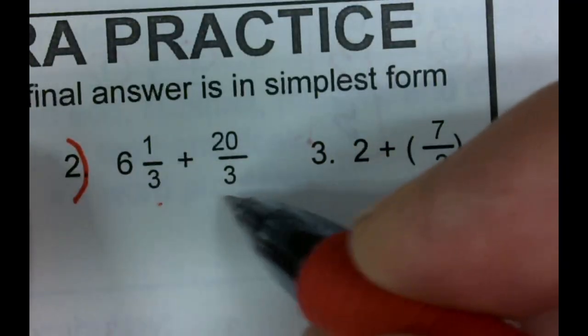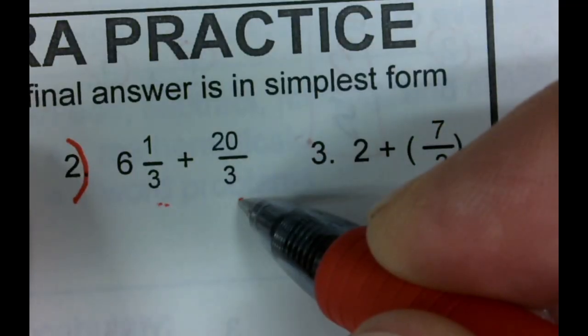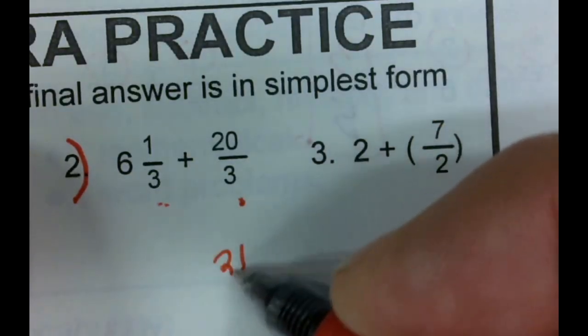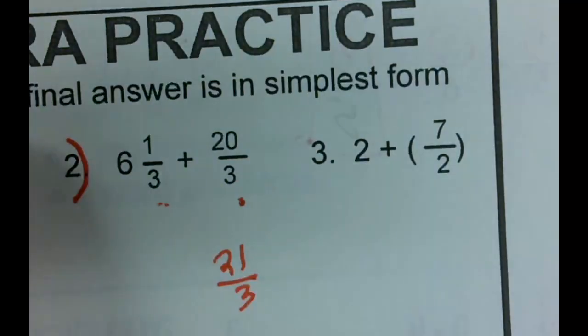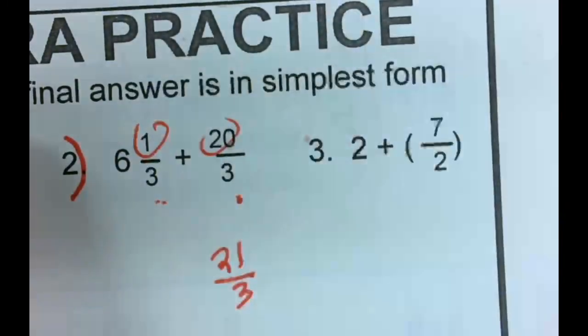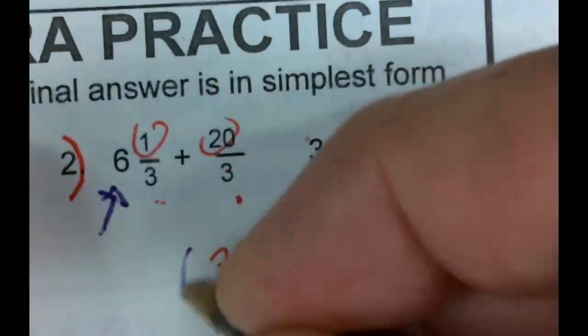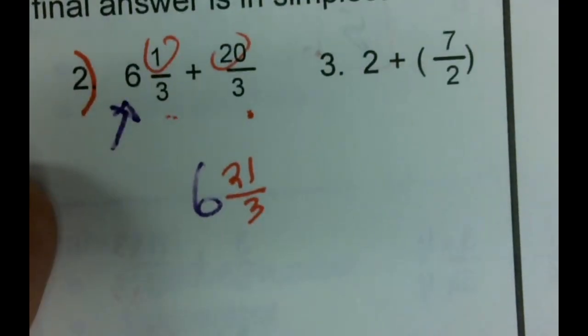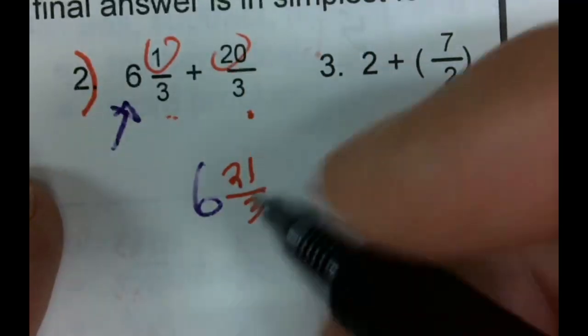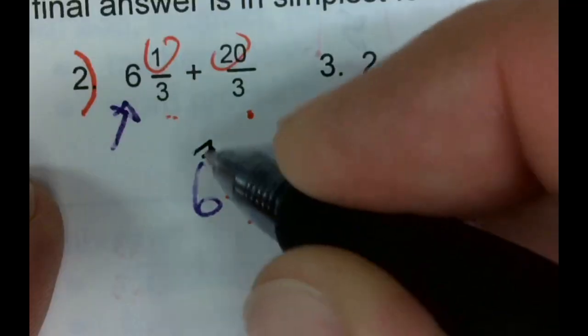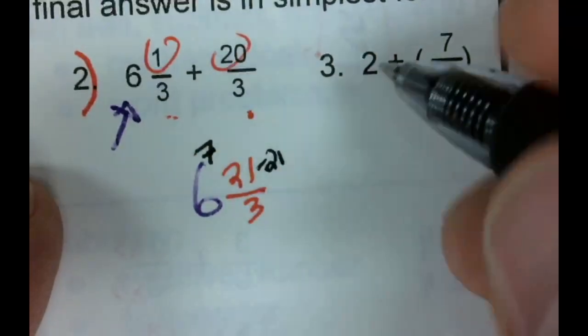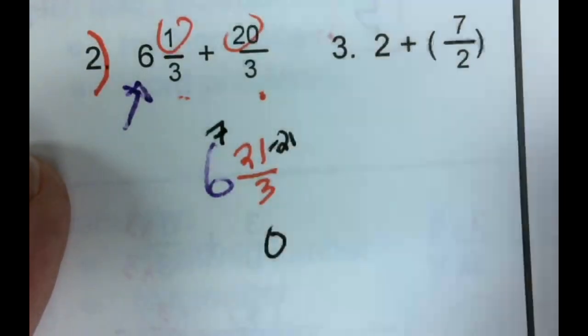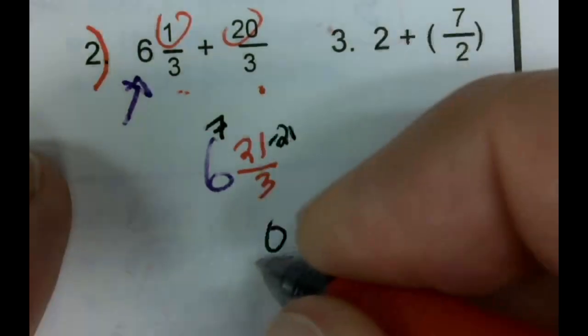Let's just add. Do we have a common denominator? Oh, sweet, we do. Get 21 thirds, again, adding the top, keeping the bottom the same, and then I'm just going to add these whole numbers out front. How many times does 3 go into 21? Wow, that's quite a few times. 3 goes in there 7 times, and 7 times 3 gives me 21, so then I have 0 left over.